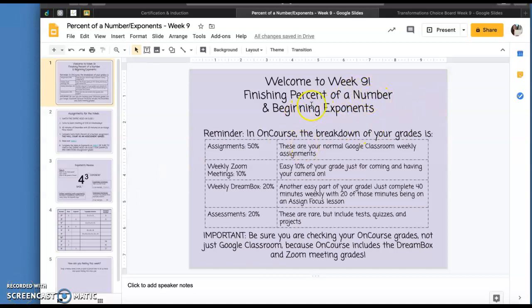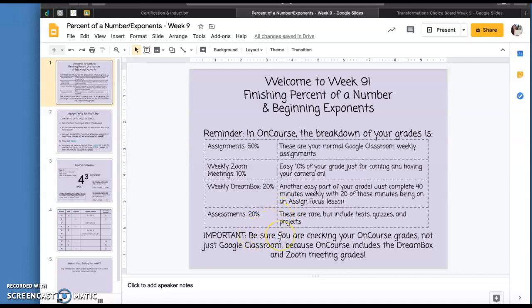This week we are going to be finishing percent of a number and we're going to start exponents. Just as a reminder, this is how your on-course is grading you this marking period. You have 50% of assignments, which is usually what we do every week. 10% Zoom meetings every week. Make sure you're there with your camera on. It's an easy 100. 20% for Dreambox. 20 minutes has to be on an assigned focus lesson out of the 40 weekly minutes, and 20% assessments.